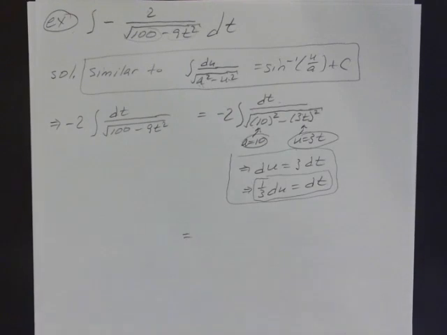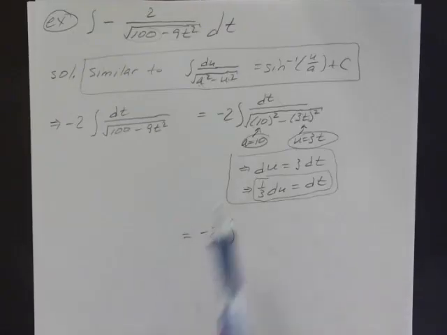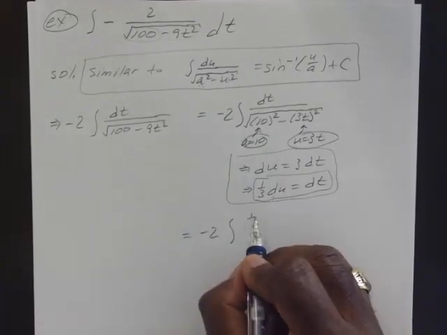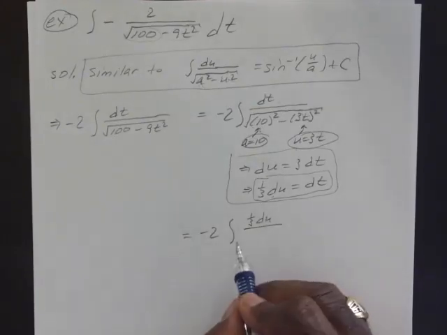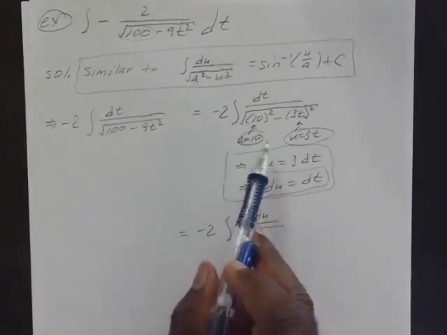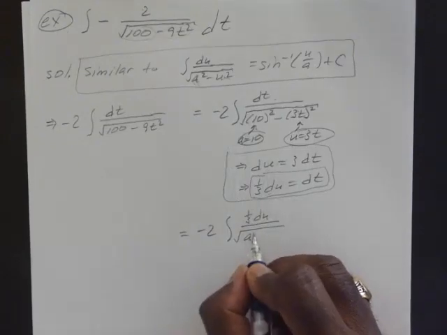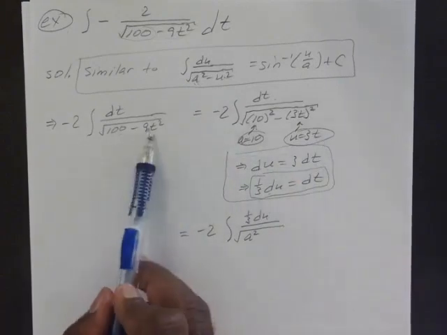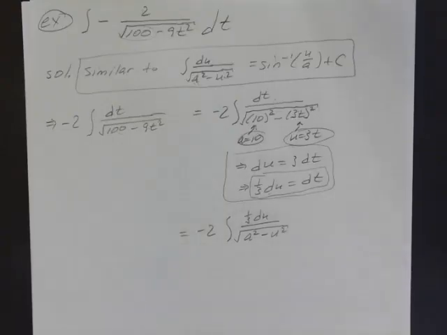Okay, so if we rewrite this, we have -2 times the integral. That dt, we can replace with 1/3 du, so 1/3 du divided by the square root. That 10 squared, we know that's our a squared, so always just replace that back with a squared. And that 3t squared will give us our 9t squared, so we know that's going to be our u squared.